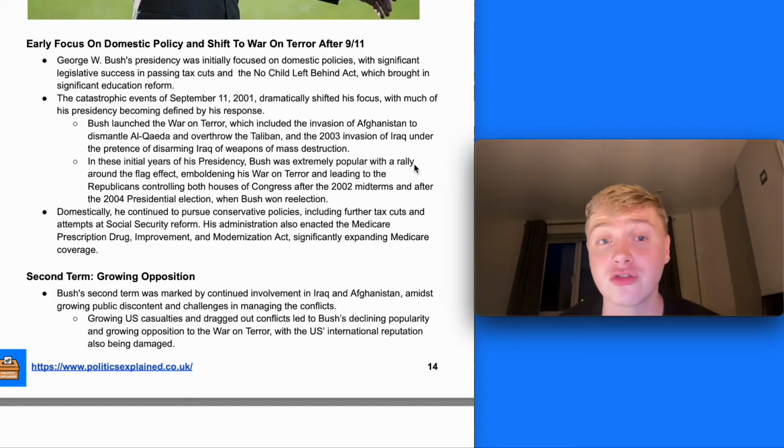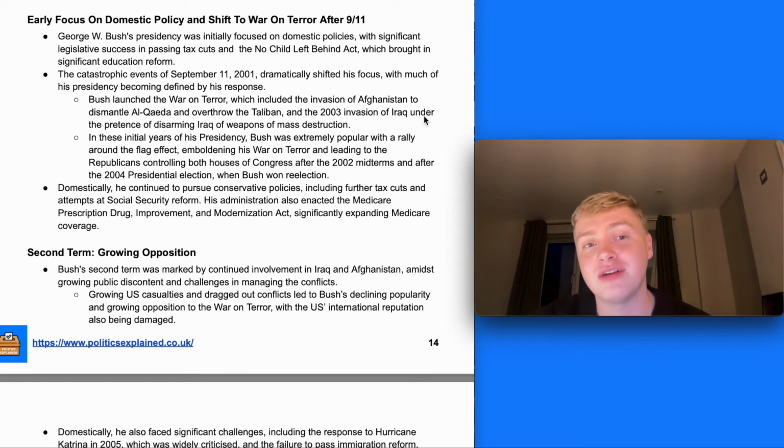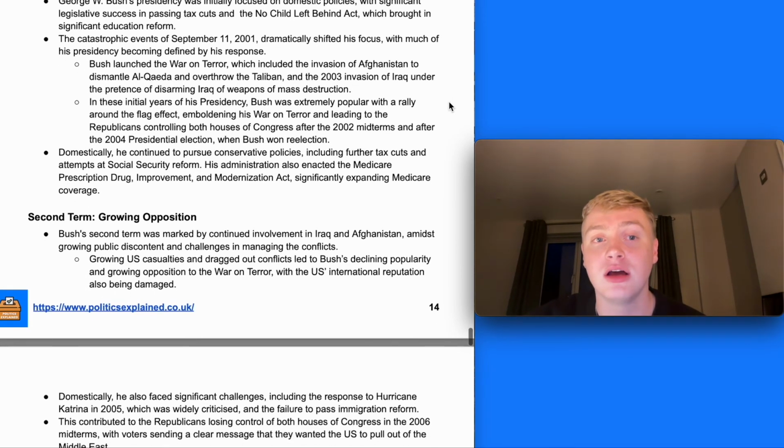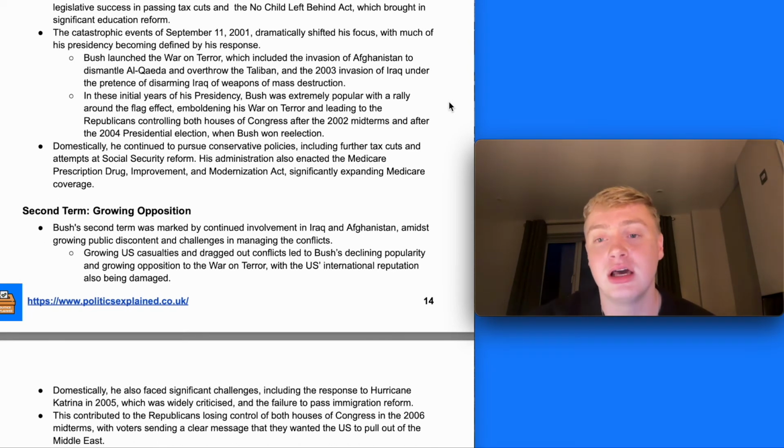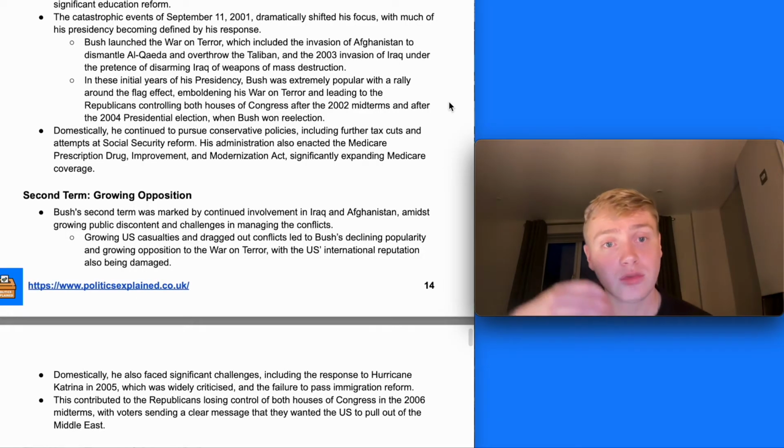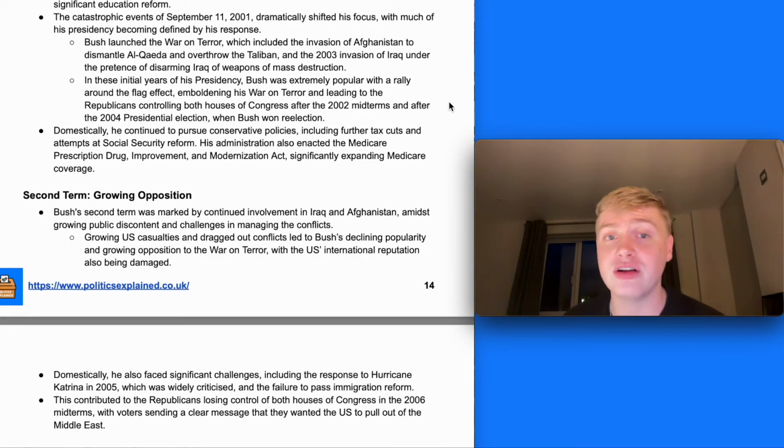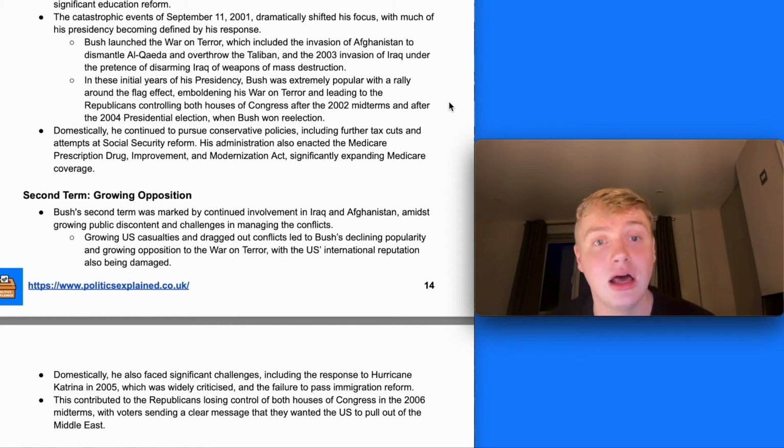It was initially focused on domestic policies with significant legislative success in passing tax cuts and the No Child Left Behind Act, which brought in significant education reform. But the catastrophic events of 9/11 dramatically shifted his focus, with much of his presidency becoming defined by his response to 9/11 with the war on terror. He launched the war on terror, including the invasion of Afghanistan and the invasion of Iraq in 2003.